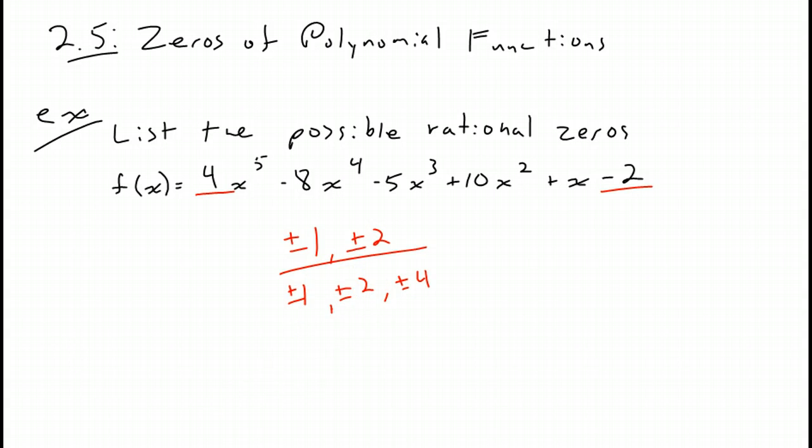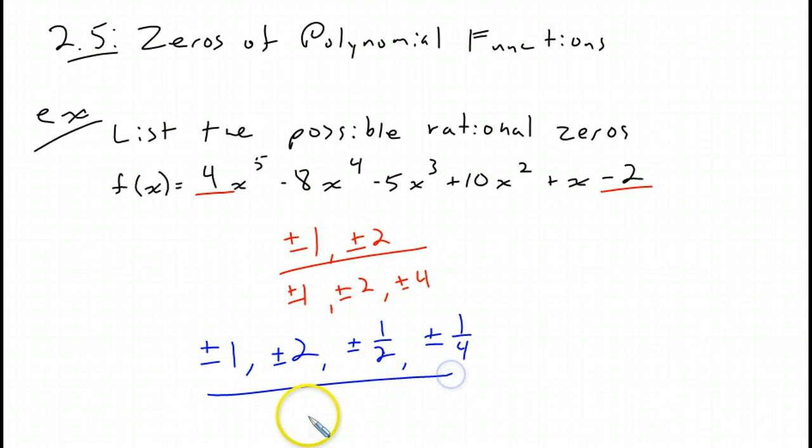Now with this I have multiple things on bottom, so you're going to have to take each term on top and divide it by the number on bottom, one at a time. 1 divided by 1 is 1, so I have plus or minus 1. 2 divided by 1 is 2. Now I move on to the next thing. 1 divided by 2 is plus or minus 1/2. 2 divided by 2 is 1. I already have it, so I don't have to write it again. 1 divided by 4 is plus or minus 1/4. And 2 divided by 4 reduces to 1/2, which I already have as well, so again I don't have to write it again.